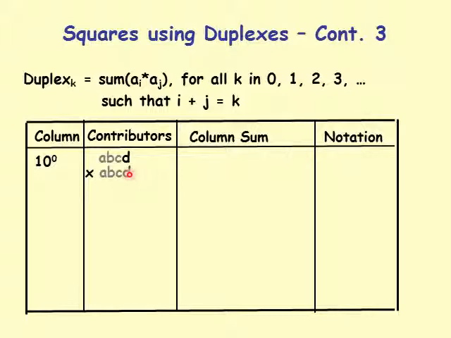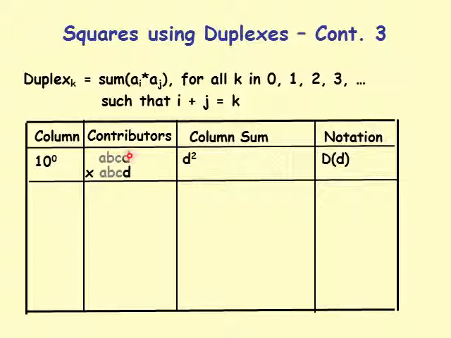The sum of such products would be D squared. So that's D squared, and in notation, we call that the duplex of D. So D was involved here. The duplex of D is D squared. Where did we get D squared from? From multiplying these 2 digits in the units column here.